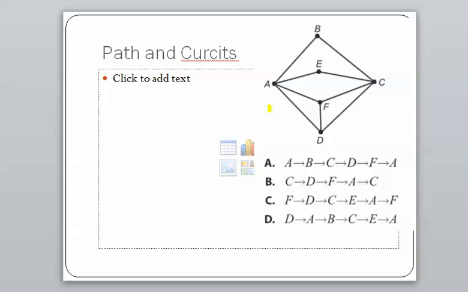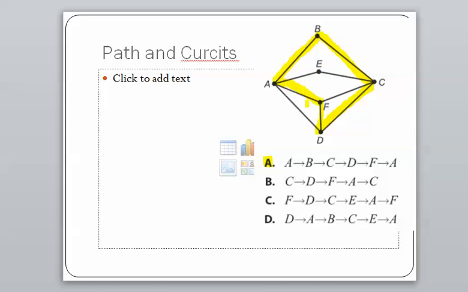If we were going to look at this first one here, it starts at A and it goes to B. So it goes up here to B. And then it goes to C. And then it goes to D. And then it goes to F. And then it goes to A. Did that hit every one of the routes? All the lines?